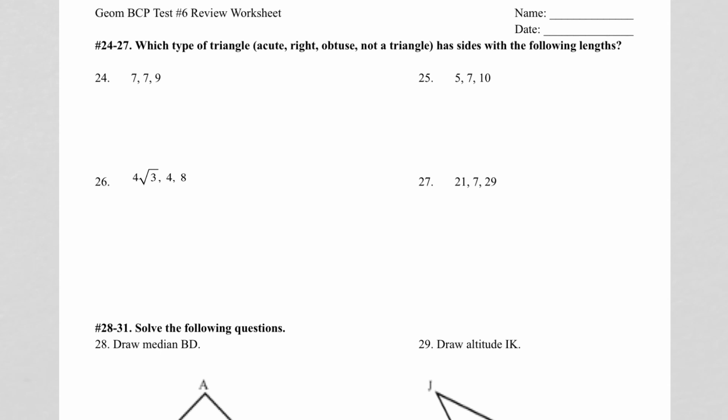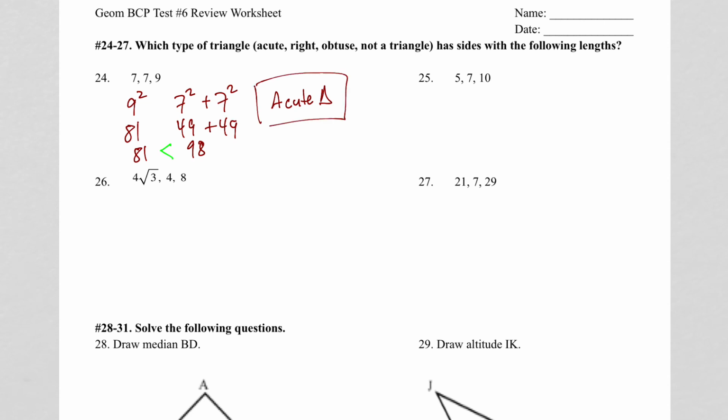First of all, this is a possible triangle because the sum of the 2 smaller sides is bigger than this. So we want to compare this with those. So in other words, what we're going to do is we're going to say 9 squared versus 7 squared plus 7 squared. 9 squared is 81. This is 49. This is 49. 49 plus 49 is 98. 81 is less than 98. So because it's less than, this is an acute triangle.